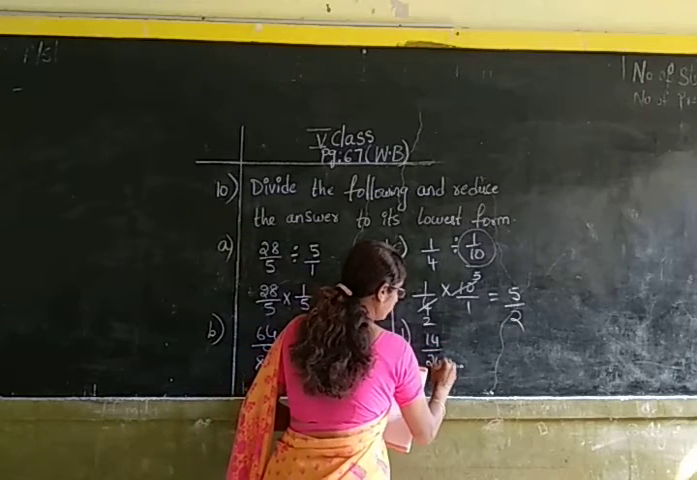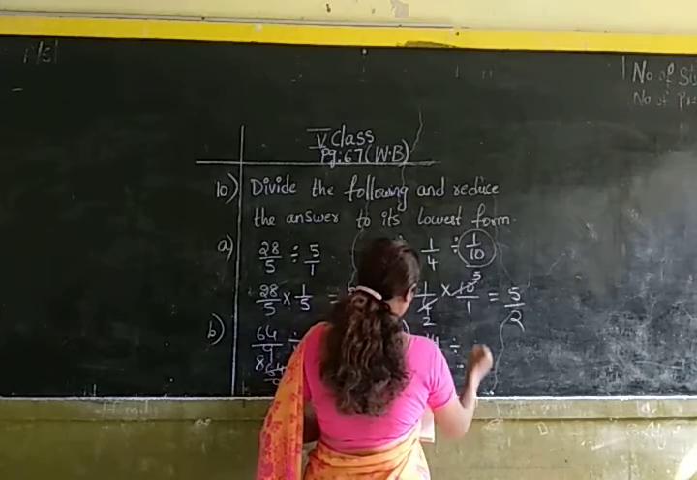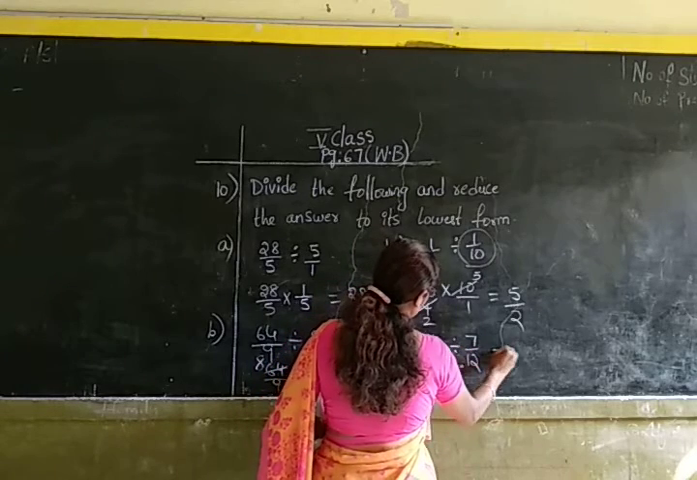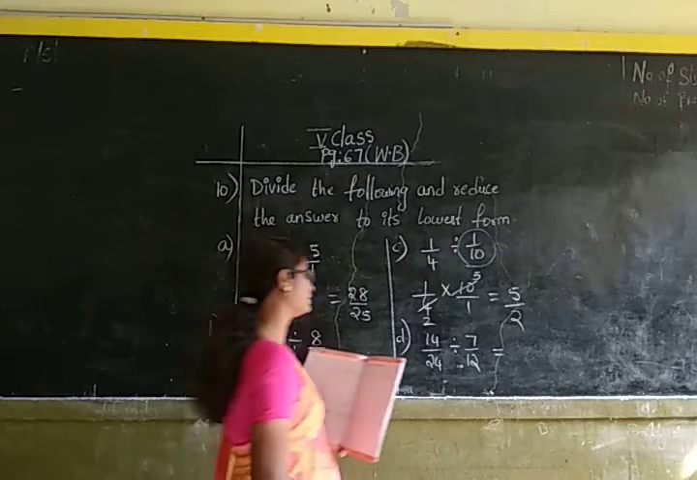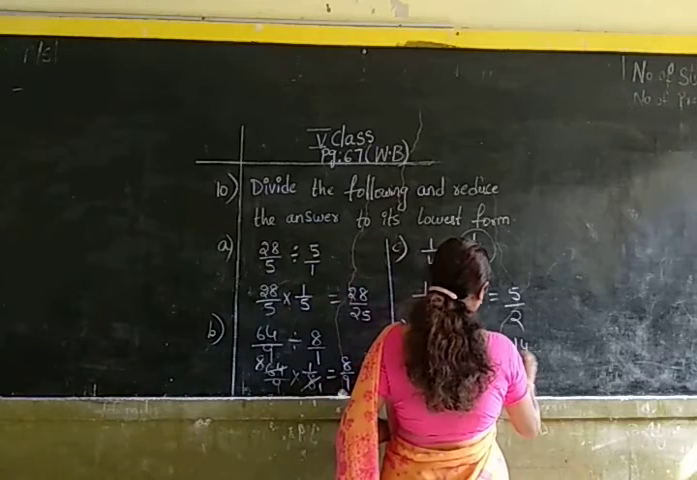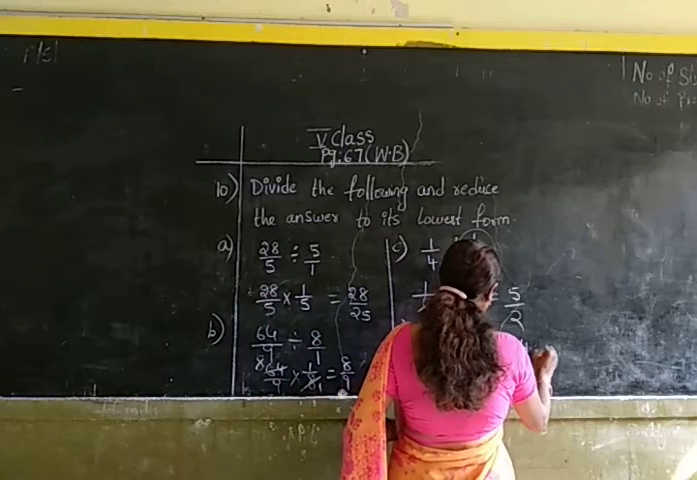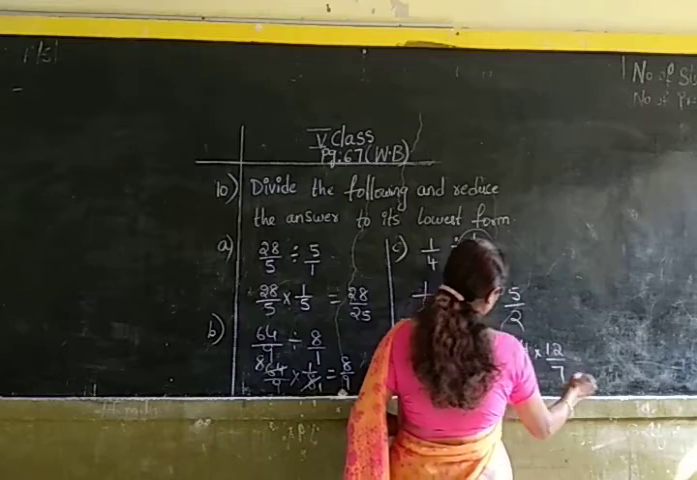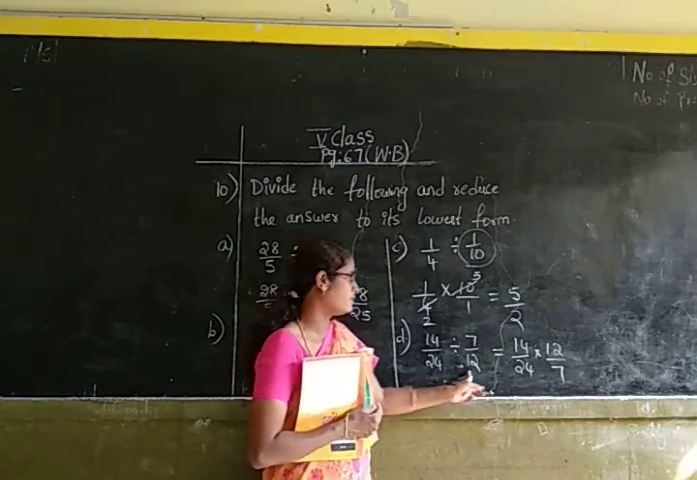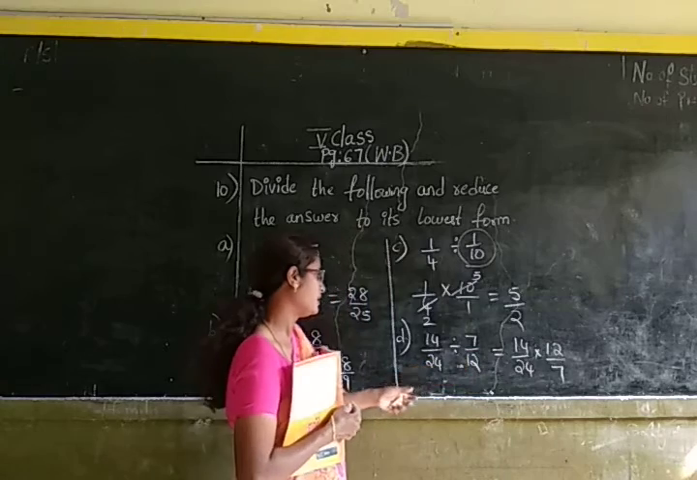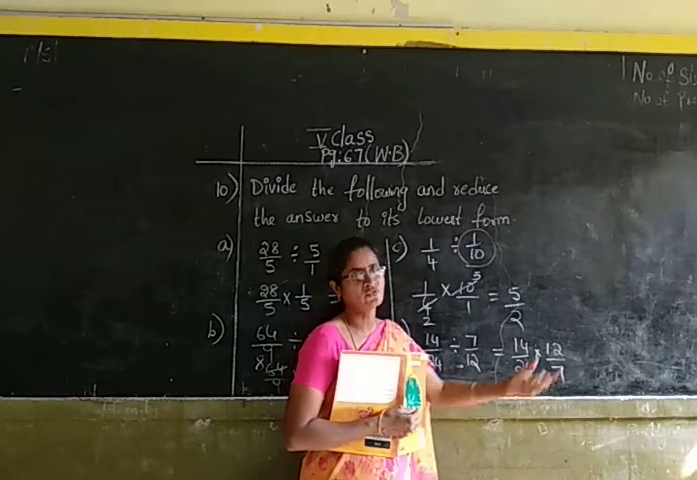14 by 24 divided by 7 by 12. So first you have to write down the reciprocal of the second fraction and multiply it with the first fraction. 14 by 24 into 12 by 7. So I have written the reciprocal of 7 by 12, which is 12 by 7, and then I am multiplying it with the first fraction.